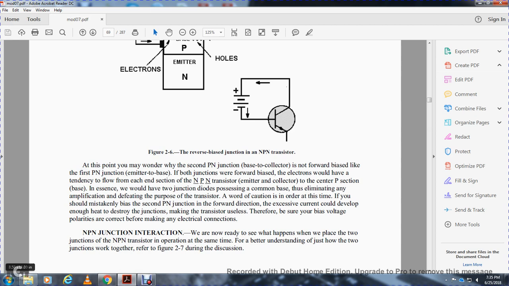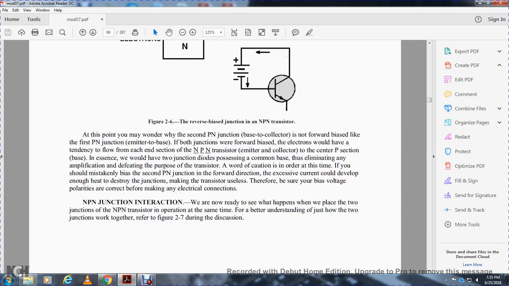Therefore, be certain to check the bias voltage, polarity, and current before making any electrical connections. But the negative-positive-negative junction interaction is what you need to be ready for. That happens when both junctions of the negative-positive-negative transistor operate at the same time. For a better understanding of just how the two junctions work together, refer to figure 2.7 during the discussion.